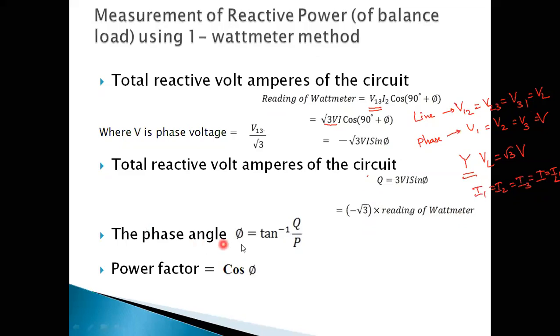So the phase angle phi is given by tan inverse Q by P. Q value is going to be 3 VI sine phi. In terms of the wattmeter, let me write it. It's going to be tan inverse. So how are we getting Q? By the connection that we made earlier, that means current coil to one line and pressure coil to the other two lines. Then we have to multiply root 3 with the wattmeter reading.